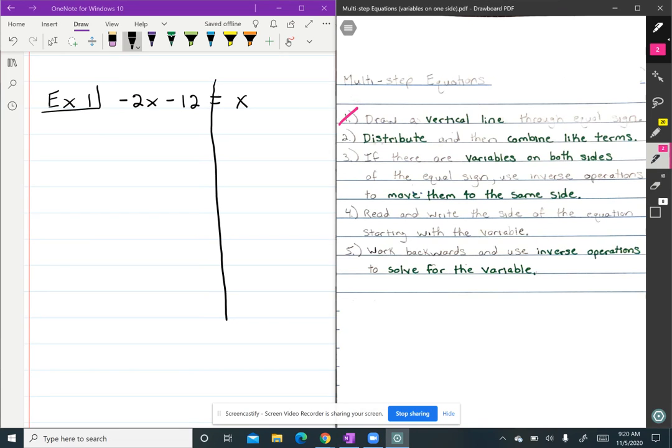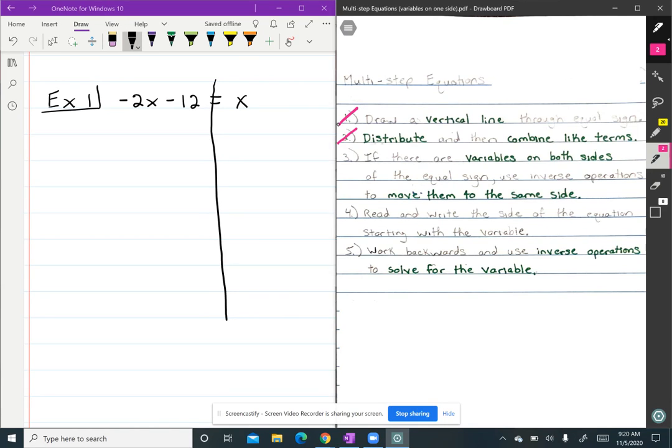For distribution, we're looking to see if we have any parentheses, and we don't. So then we look for combining like terms. And on the left-hand side, negative 2x and negative 12 are not like terms. And then on the right, we only have an x. So step 2 is done. So we move on to step 3.